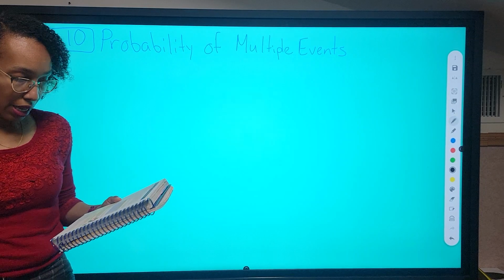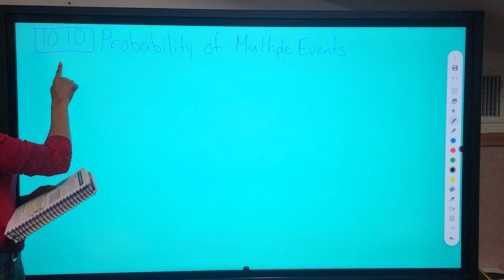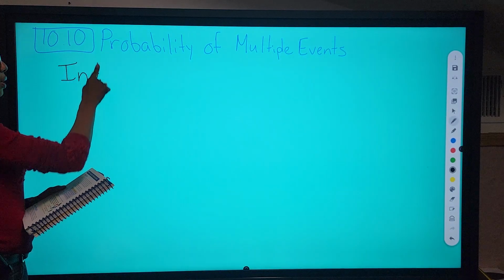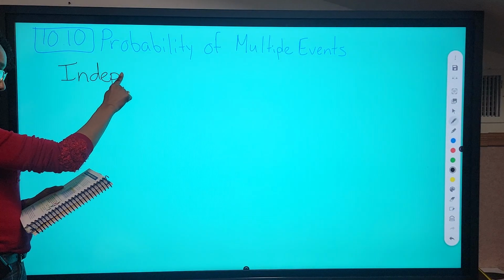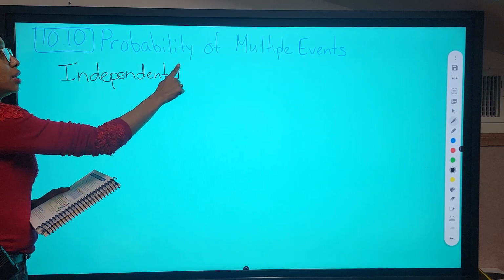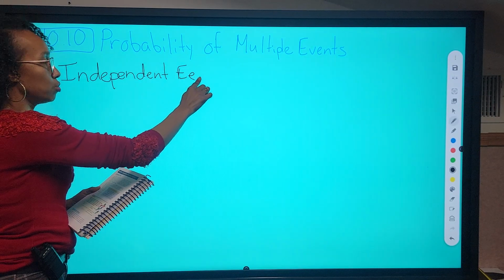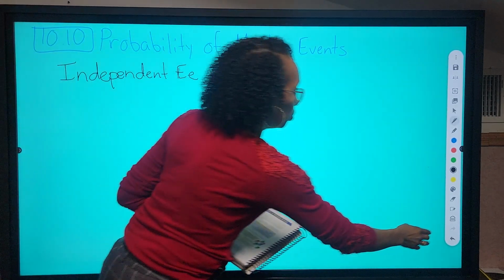The events could be independent events, and this is in your book on 398. They could be independent events. And by independent, they mean that each thing that you do is not related to the previous.